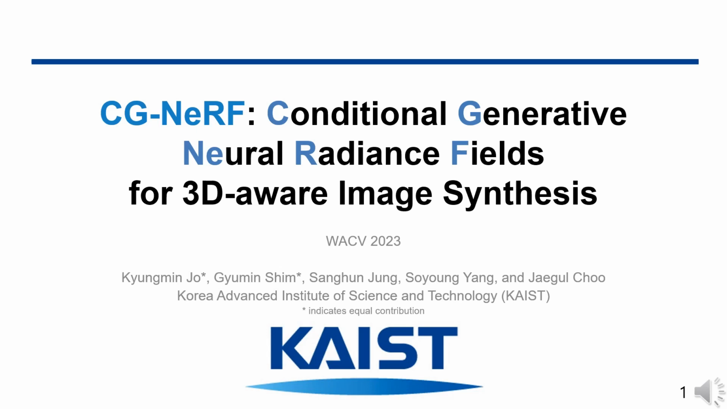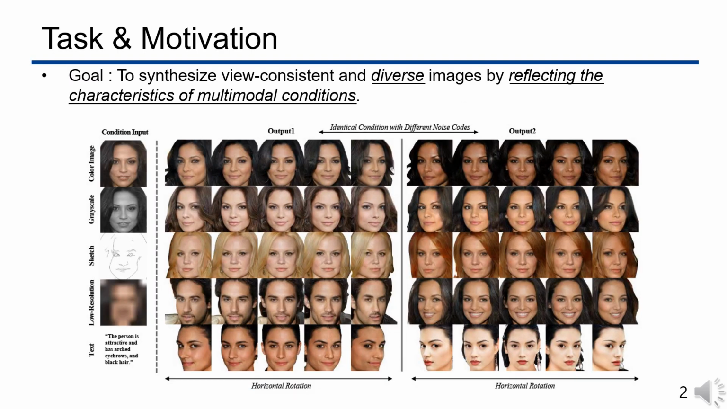Hello, let me explain our paper CG-NeRF, Conditional Generative Neural Radiance Fields for 3D-aware image synthesis. Recently, many NeRF-based generative models achieve the generation of diverse 3D-aware images. However, their applicability is limited because they cannot be incorporated with user-specified conditions such as text and images.